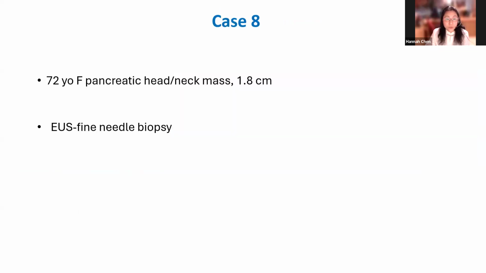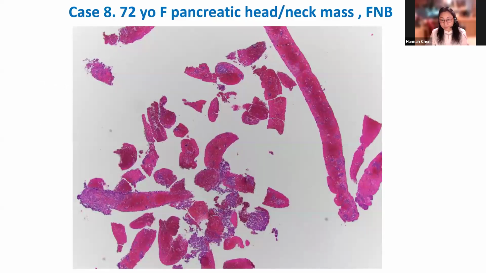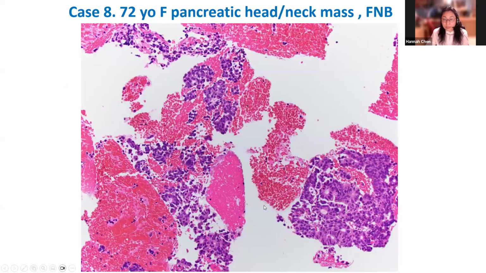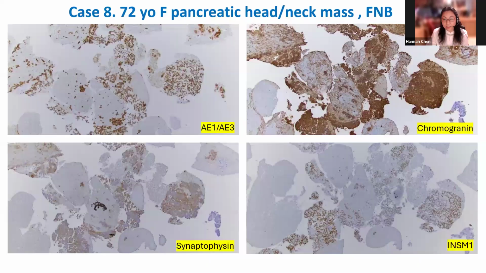Next case, a 72-year-old female with a pancreatic head/neck mass, 1.8 centimeter. EUS fine needle biopsy was performed. This low power shows abundant tumor cells, and these tumor cells again show monomorphic features, plenty of tumor cells forming cyclostructures, and you can probably immediately give at least a differential diagnosis.